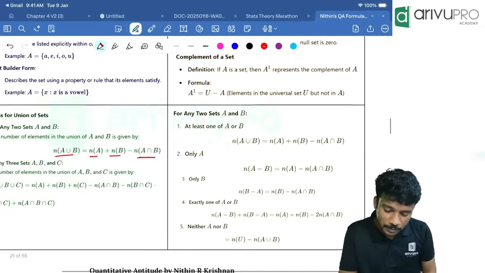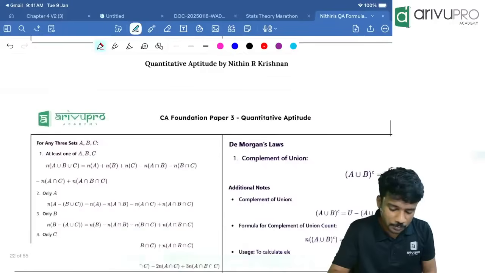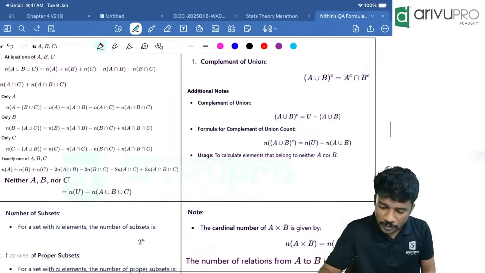Next question. Now coming to this one, we will anyway discuss it in probability. That time I will talk about it.